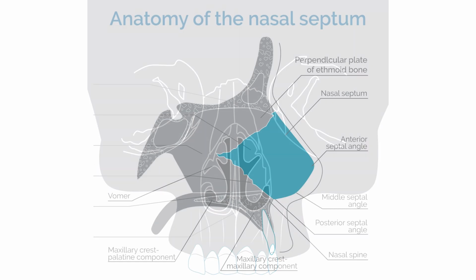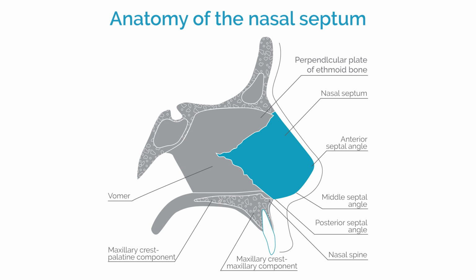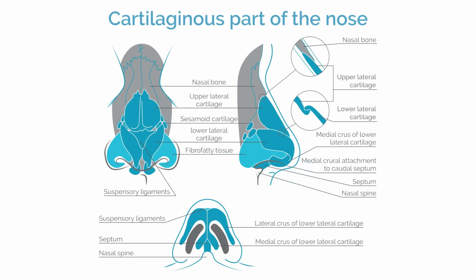The nasal septum is divided into two parts. The first part is the quadrangular cartilage, and the second part is the bony part, which is made from the perpendicular plate of the ethmoid and the vomer. Looking from the outside, the nose has these cartilages: the middle vault, which is composed of the upper lateral cartilages. The lower third is made from the lower lateral cartilages, or alar cartilages.